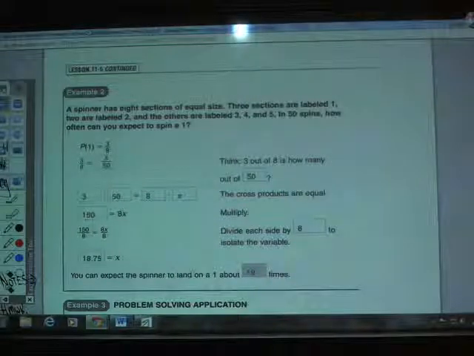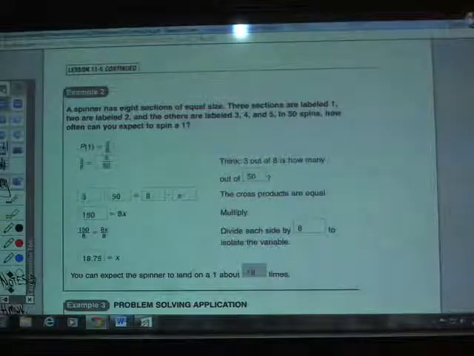If they're not the same size, they're not equally likely, they're not fair, it's not in a section about probability proper. But since we are talking about the sections of equal size, it's all equally likely, it's fair, it's good to go. We can use it in a section about probability. The sections are labeled: 3 sections are labeled 1, 2 are labeled 2, and the others are labeled 3, 4, and 5. In 50 spins, how often can you expect to spin a 1?